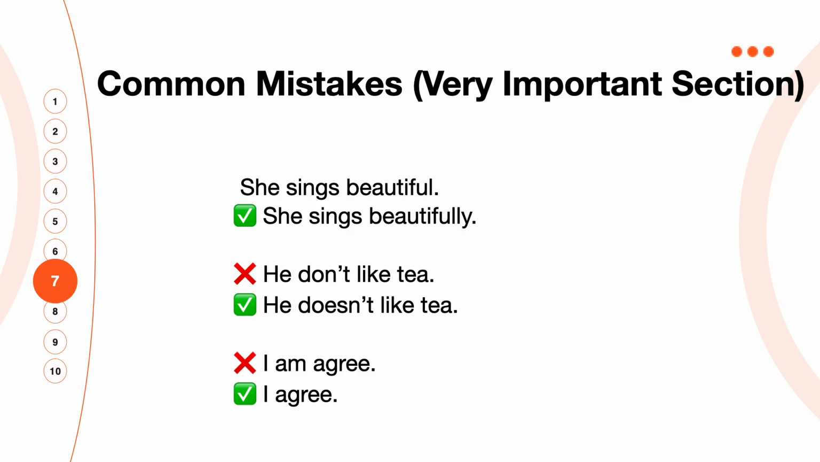Look at some mistakes learners often make. First example, she sings beautiful. The problem here is the word beautiful. Beautiful is an adjective. An adjective describes nouns. But here we are describing the verb sings. So we must use an adverb. Correct sentence is she sings beautifully.